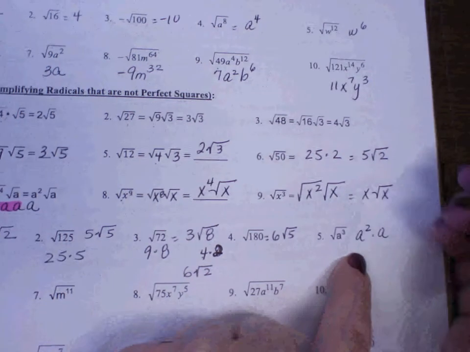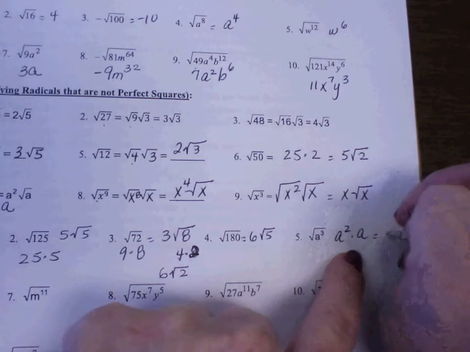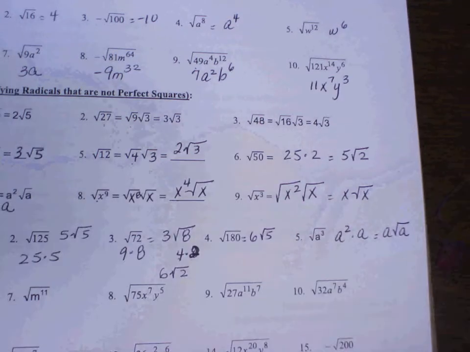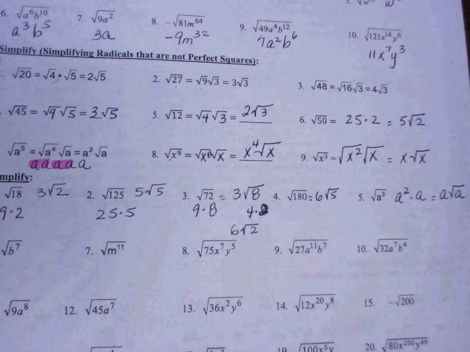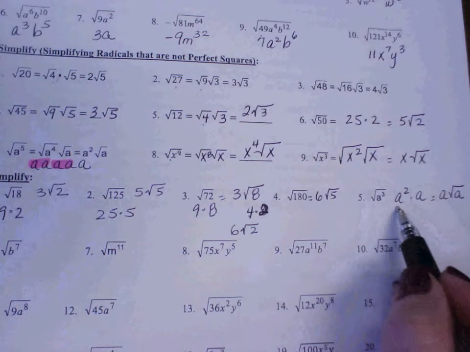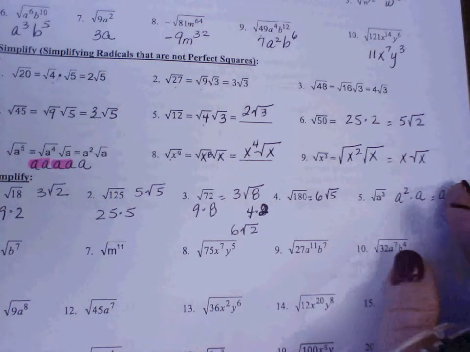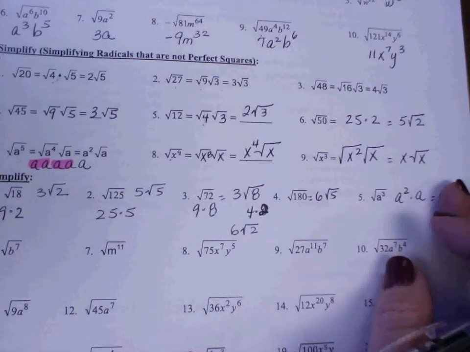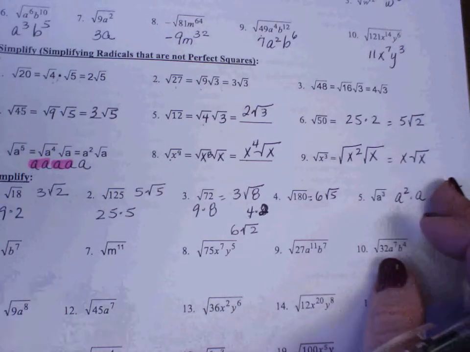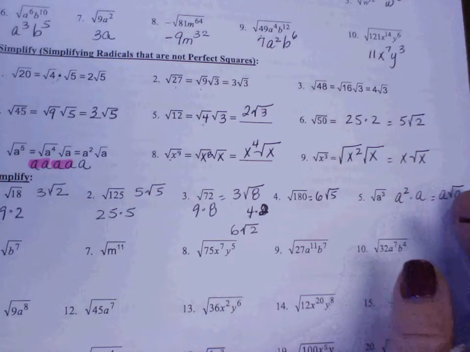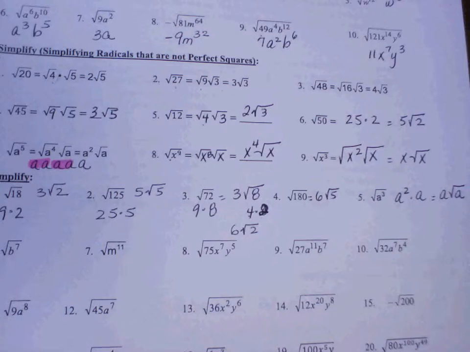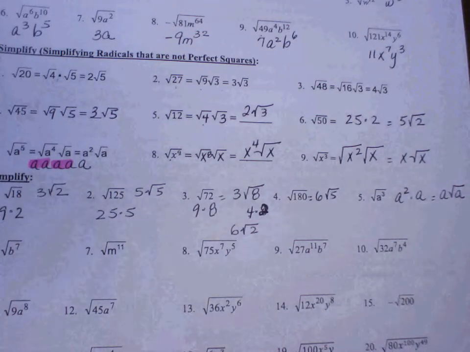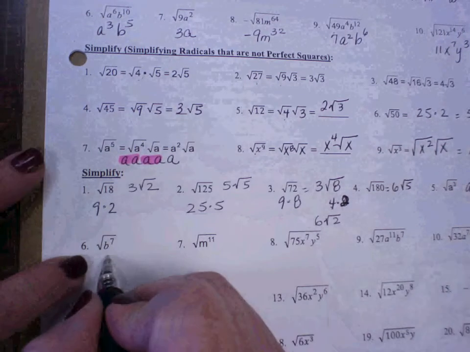Oh, this one's easy. a squared and a, right? So that would be a and square root of a. No, for every 2, 1 comes out. Eyes over here. Come on. All right. What about b to the 7th?